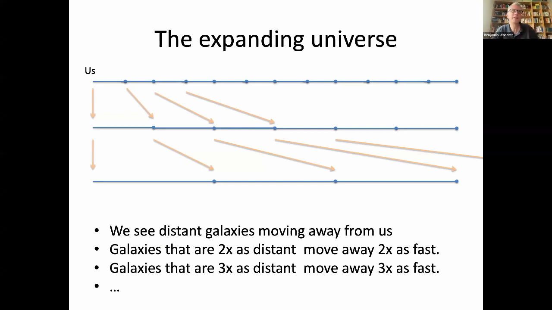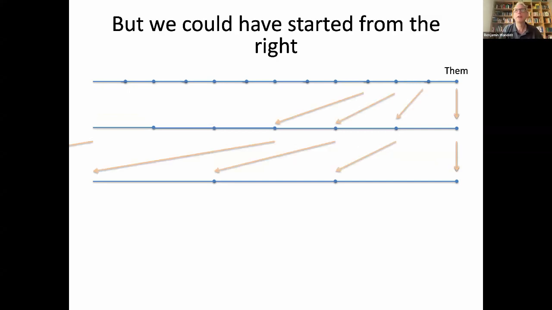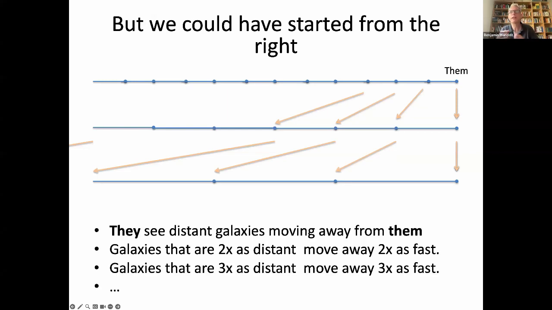But in fact, there's nothing special about the left end of this. I just said that that one was us. I could have said the one on the right is us. But let's think about another civilization living on a galaxy on the other end of this diagram. So I could just draw exactly the same picture. And to them, it's the same. They see distant galaxies moving away from them. They see the galaxies that are twice as far move twice as fast, three times as far, three times as fast. So they see the same thing.